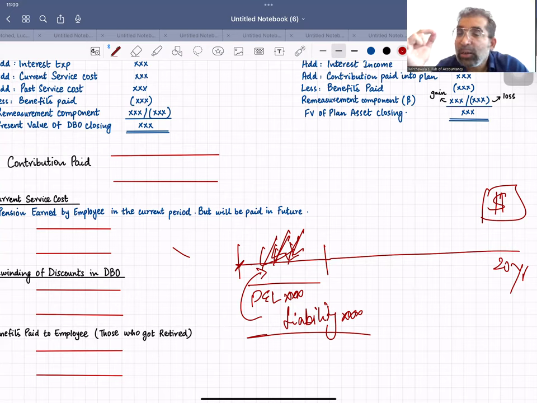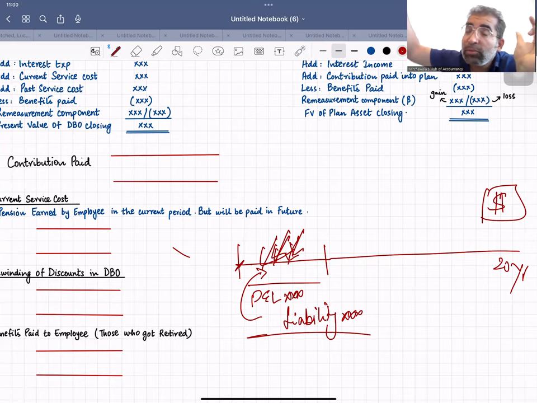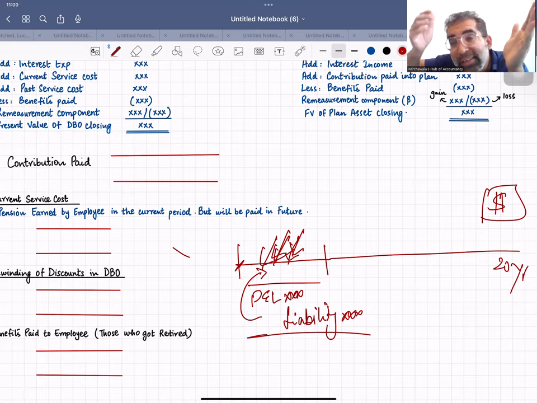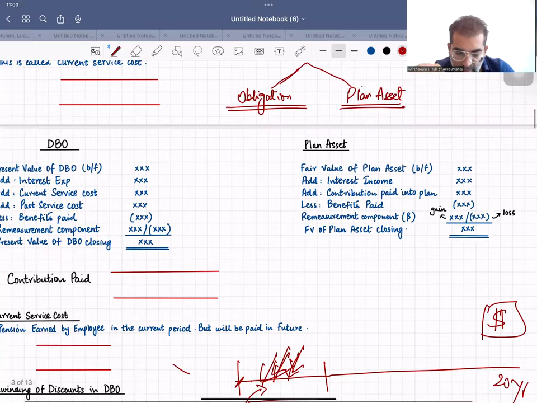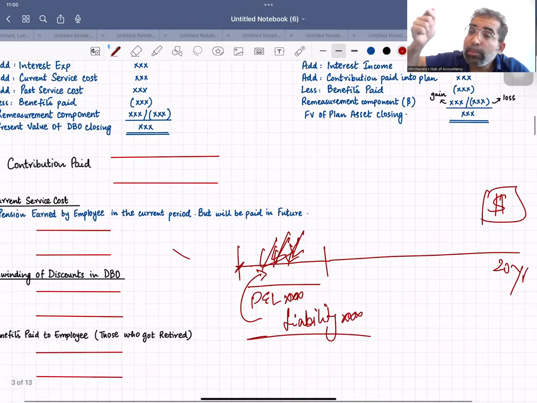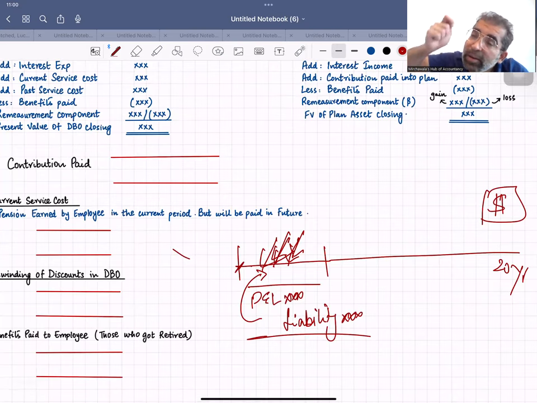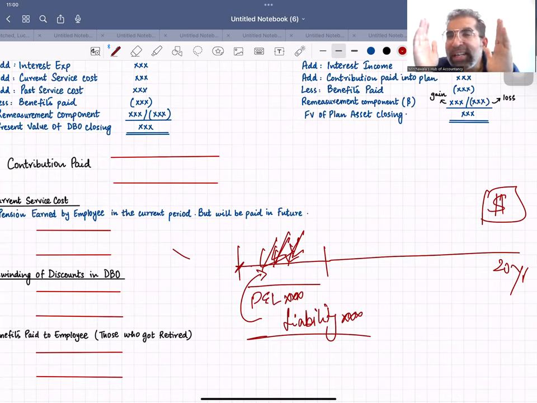And my dear student, just think over it. Every year we need to make this entry, because, listen to my words, the employee will get the pension for 20 years of work, not 1 year. That means every year, gradually, this employee will earn some pension. And this is what we call the projected unit method. The projected unit method means the employee will earn pension every year by working hard, slowly, gradually. So we need to book an expense every year. And this is what we call current service cost. That means he earns pension by working hard every day, every year. So every year we need to book this amount. Now, one thing, don't be panicked.